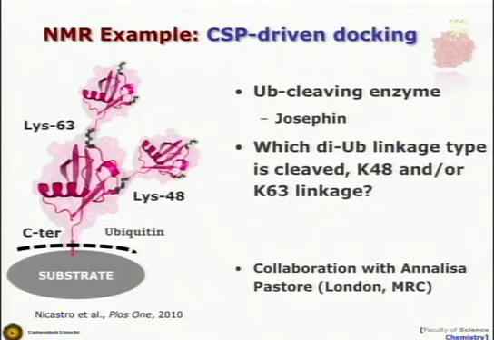And there is an enzyme which is cleaving ubiquitin from the substrate. So you want to recycle ubiquitin basically. And this enzyme is Josephine. And in this work, in collaboration here again with Pastor's group, we were interested in predicting or understanding what is the specificity of this enzyme for the type of linkage that you have in the polyubiquitin chain.